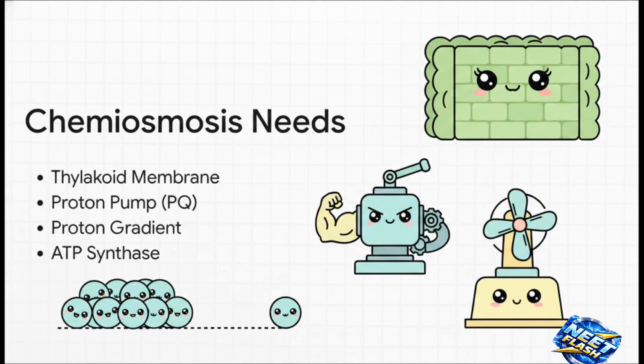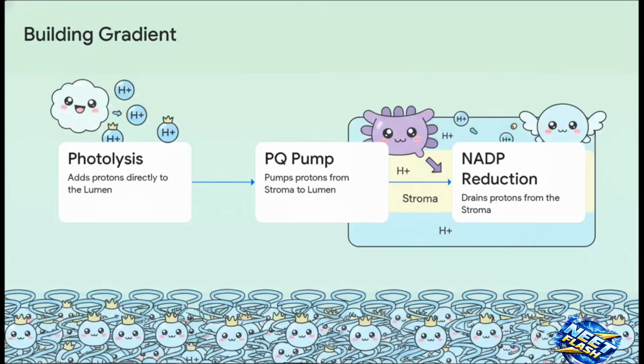You need a proton pump, which, as we just learned, is our good buddy plastoquinone. You need a proton gradient, which is an electrochemical difference between the inside and the outside. And finally, you need the machine that does the actual forging, ATP synthase, which is made up of the CF0 and CF1 particles. Let's see exactly how the plant builds this incredibly intense electrochemical gradient.